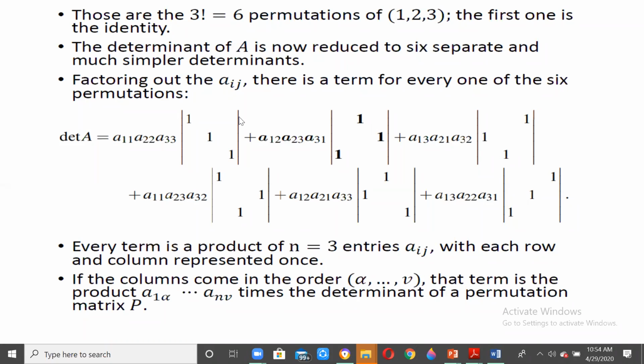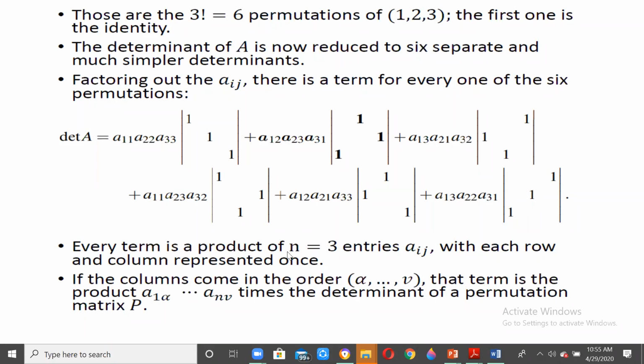Now, for each one of these quantities, if you take the determinant of this, it will be 1. If you take the determinant of this, again it will be a plus 1. If you take the determinant of this, again this will be a plus 1. But the determinant of this, this, and this will be minus 1. You can try to find that out.